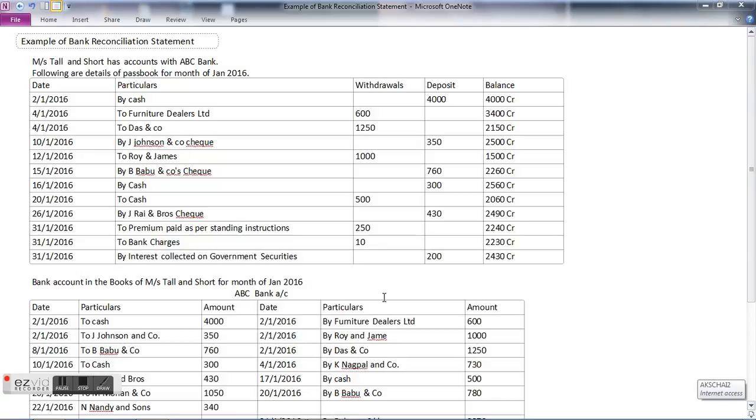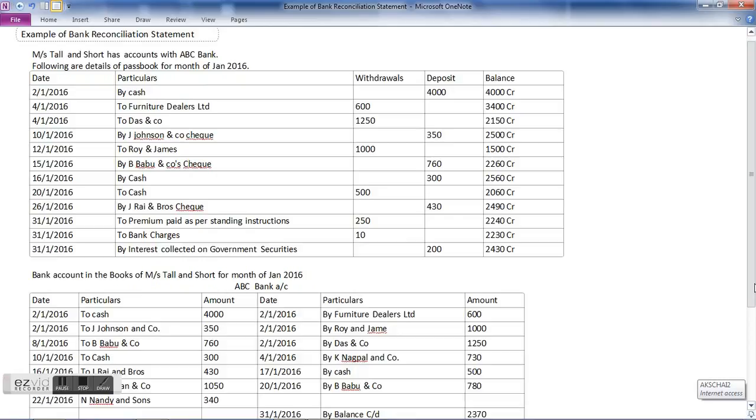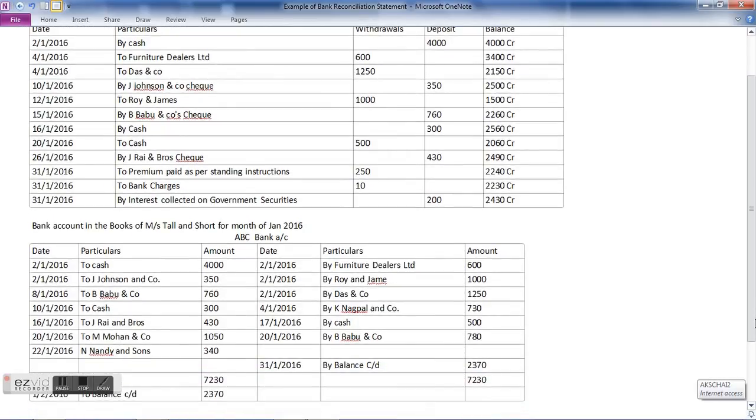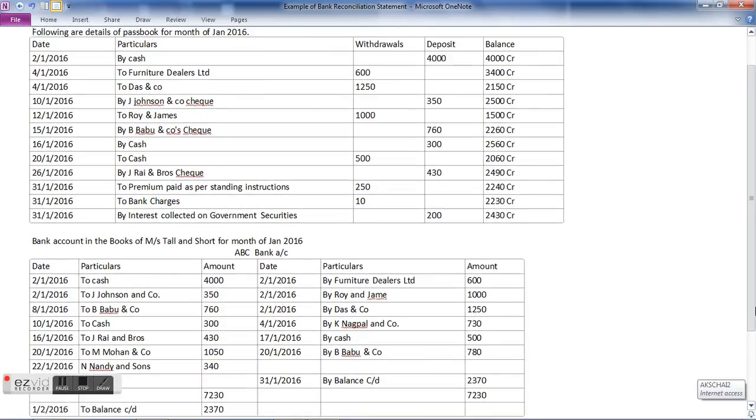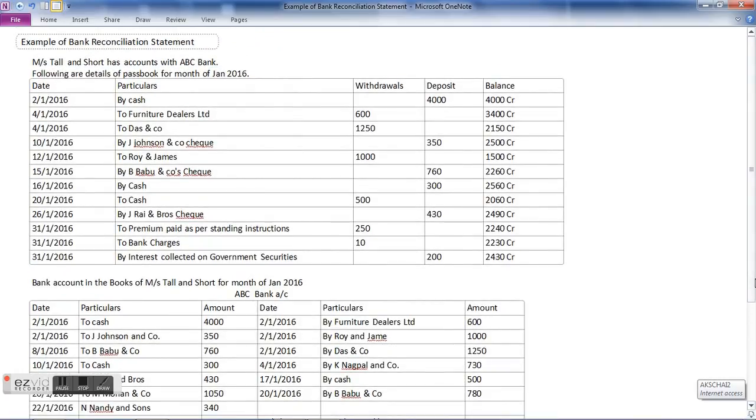As explained in my previous video, whatever is a debit balance or debit transactions in our books of accounts will be shown as a credit transaction in the passbook or bank statement, and vice versa. Now following are the details of the passbook for Jan 2016. All the transactions for Jan 2016 are given. Then the bank account in the books of Messrs Tall and Short, and the ABC bank account is given. Now we will be preparing a bank reconciliation statement.